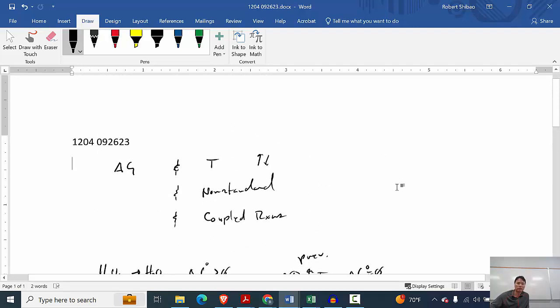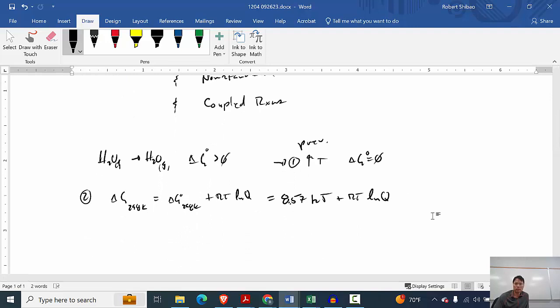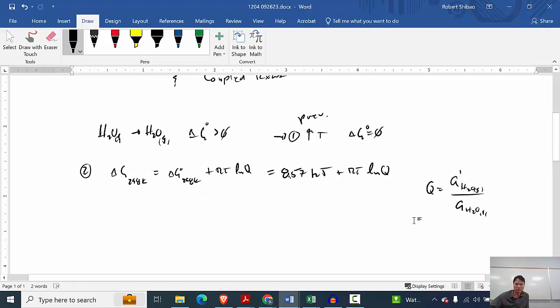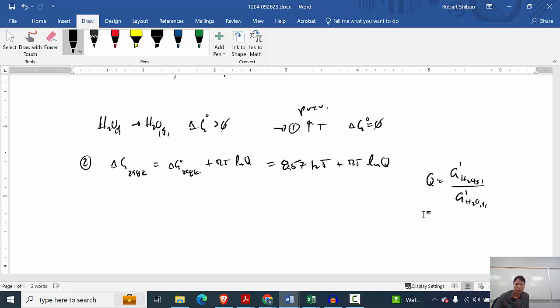First we have to figure out what Q is. Q is equal to the activity of the products, which would be H2O gas raised to the first power, divided by the activity of the reactants, H2O liquid, also raised to the first power because the coefficients are 1. The activity of the gas is about equal to its partial pressure. The activity of a liquid is just 1. It's a pure liquid, and for pure liquids the activity or concentration does not change. So Q is just equal to the partial pressure of H2O gas. So Q is equal to QP in this case.